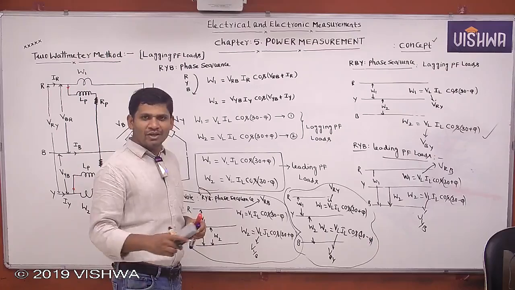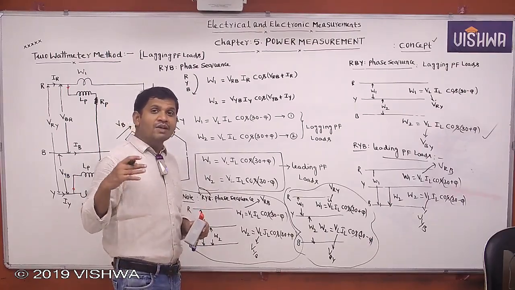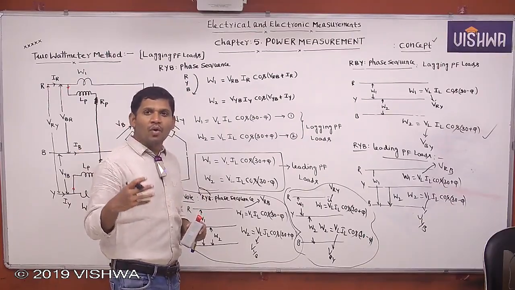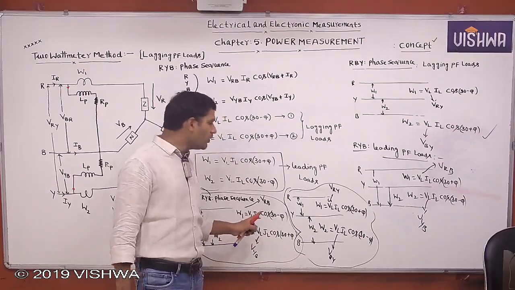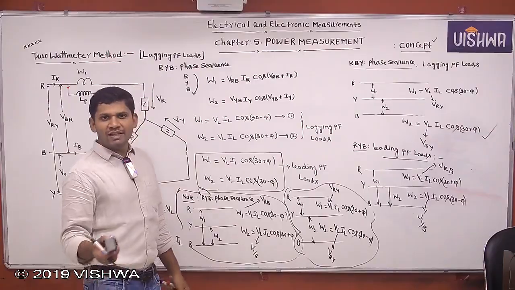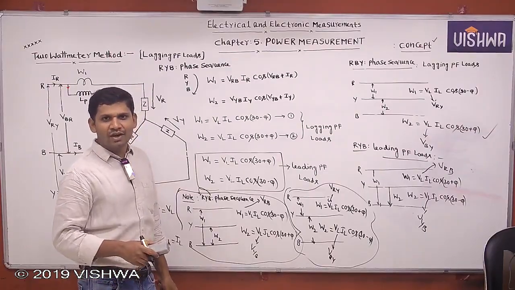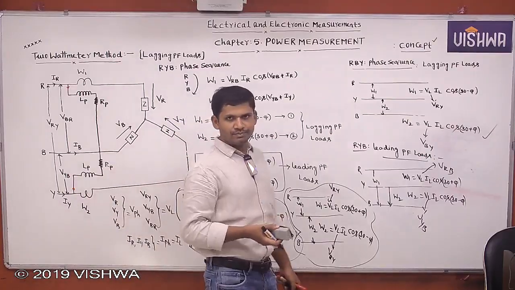But if it is not mentioned where the wattmeters are connected, what the phase sequence is, and what the power factor is, then directly you take this case only: W1 equals cos(30 − φ), W2 equals cos(30 + φ). If the phase sequence, the power factor and the connection of wattmeters are given, then according to that you can write the formula.